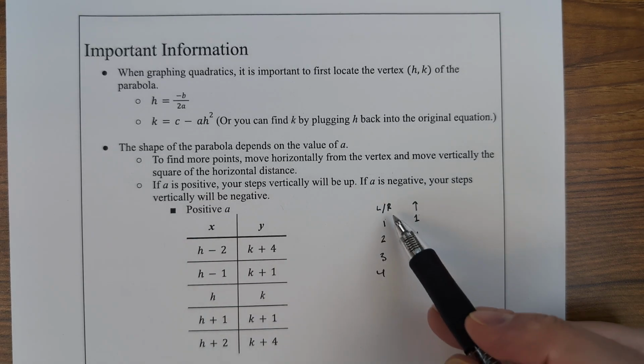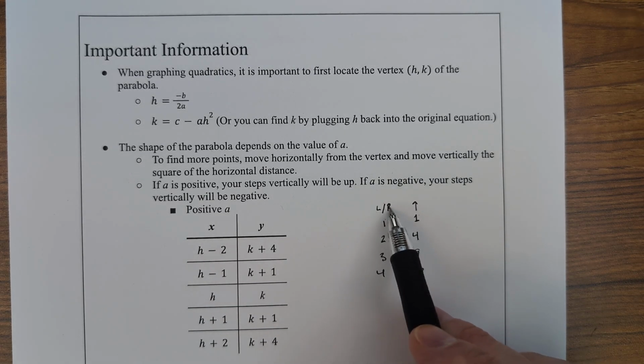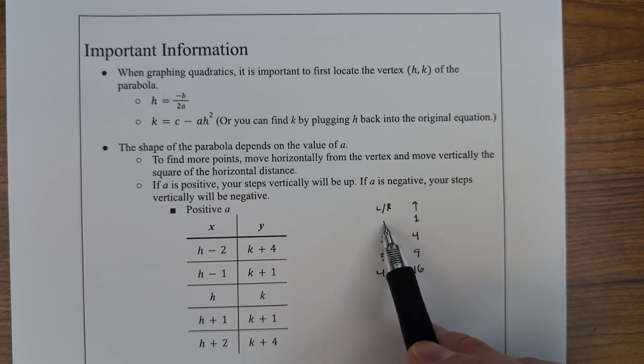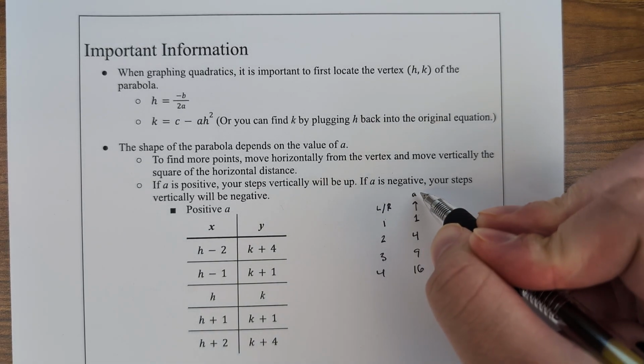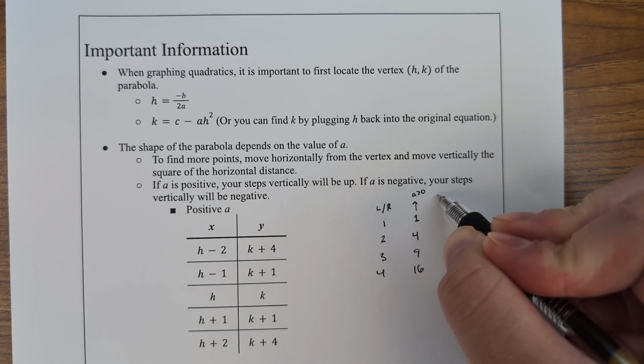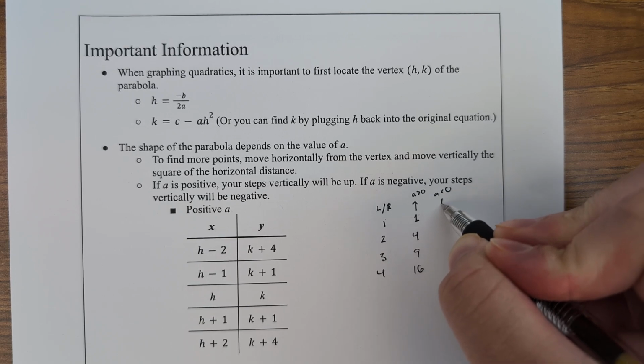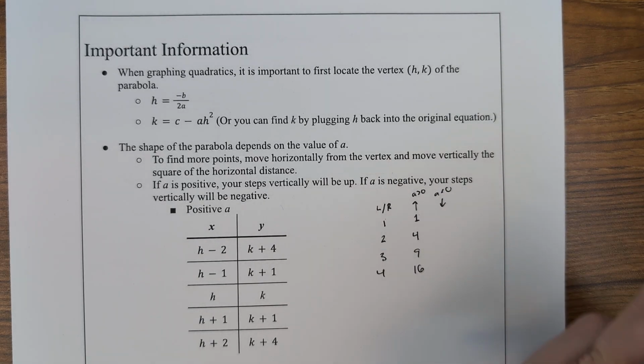All of these steps are based off of where the vertex is. This is left or right from one space from the vertex. Now, this is if a is positive. The only difference if a is negative is that you are going down instead, but the same number of steps.